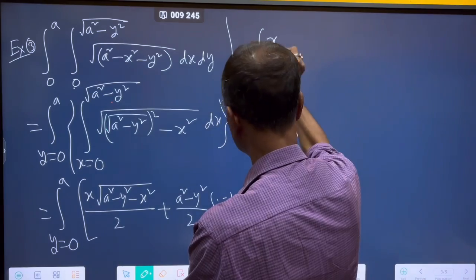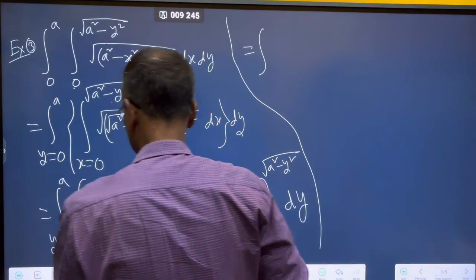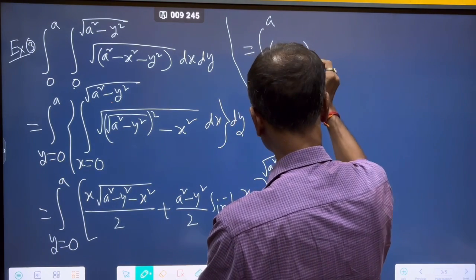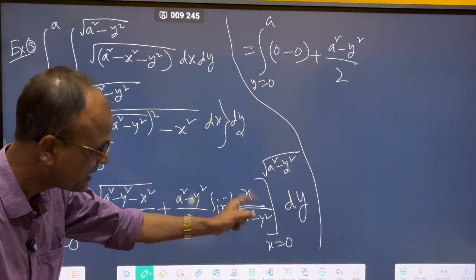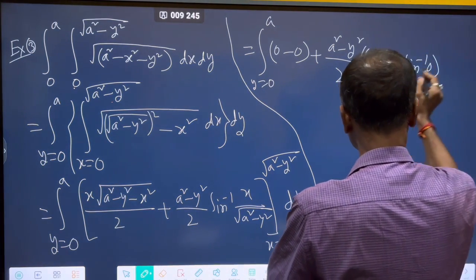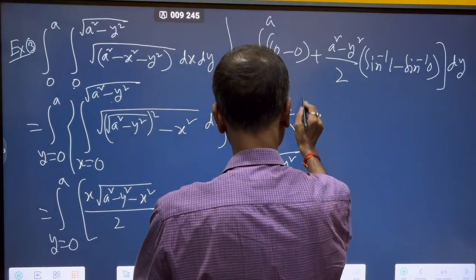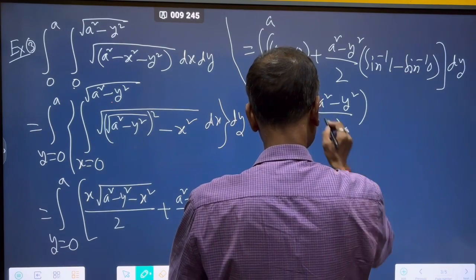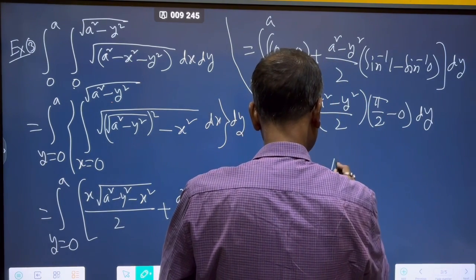This is equal to the integral from y equal to 0 to a. It will be 0 minus 0, so no contribution from this term, plus a square minus y square divided by 2 times sine inverse 1 minus sine inverse 0, dy. This is equal to the integral from y equal to 0 to a of a square minus y square divided by 2 times pi by 2 minus 0 dy. This is equal to pi by 4.